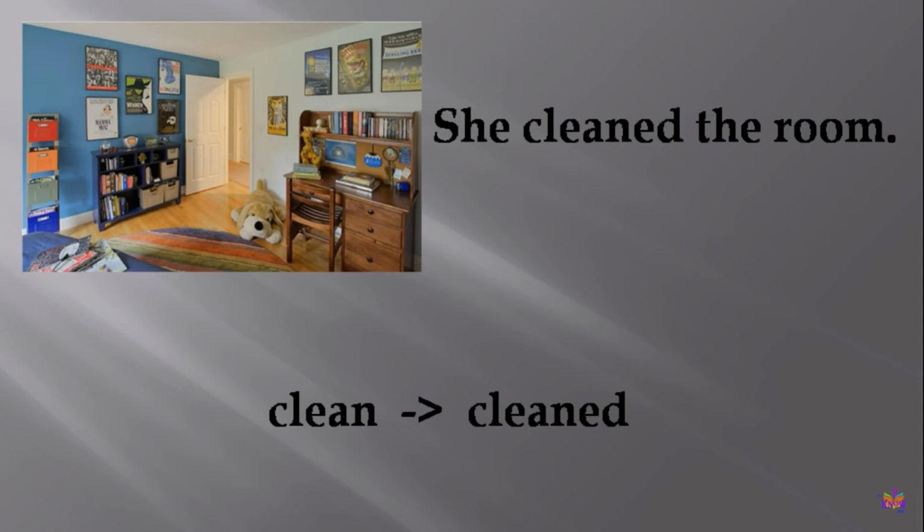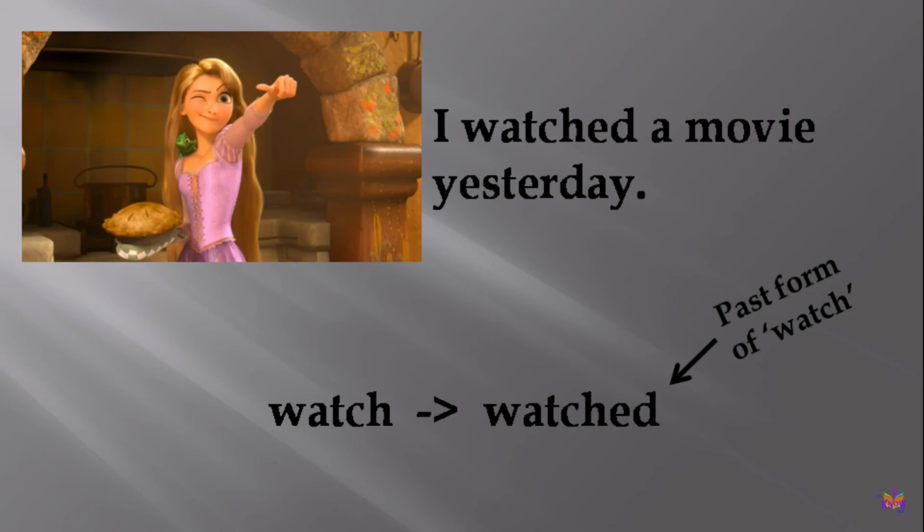She cleaned the room. We are talking about something in the past. This is the verb where clean to cleaned. Cleaned is the past simple form of clean. We use the simple past form when we talk about something which happened in the past. I watched a movie yesterday. Watch to watched. Watched is the past form of watch.